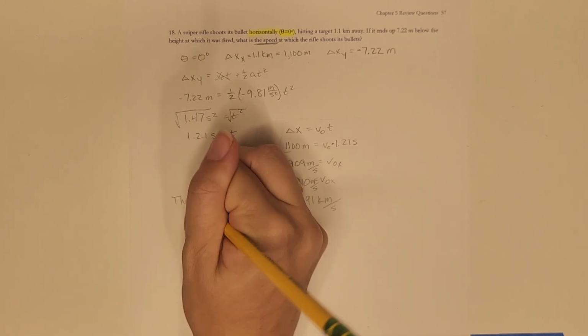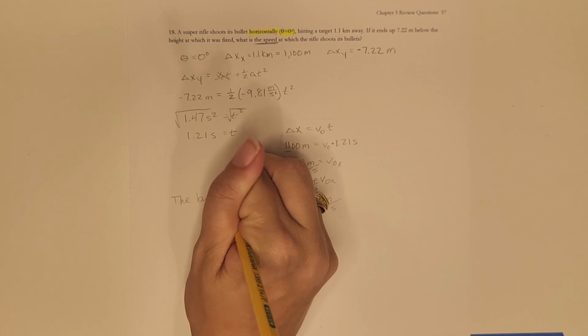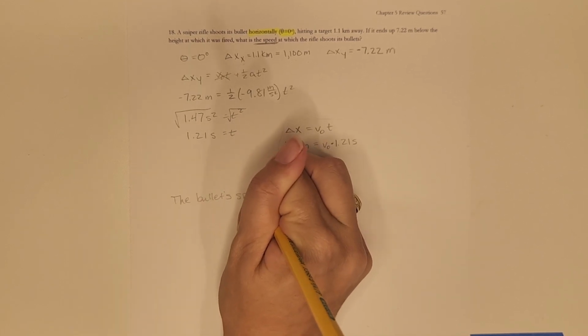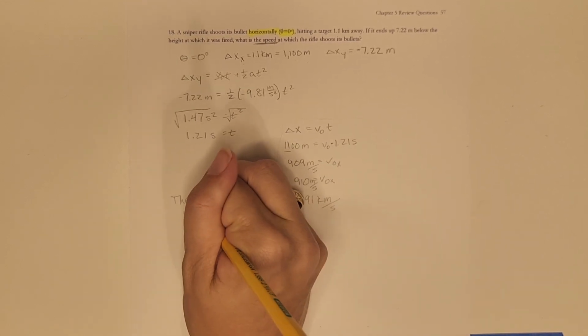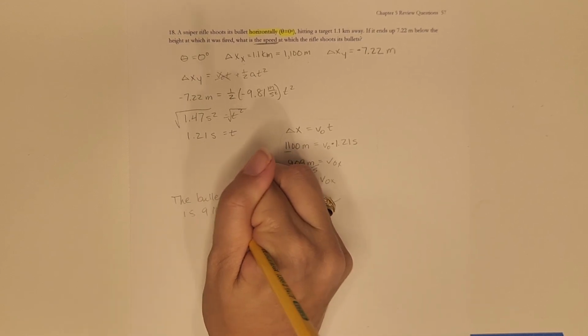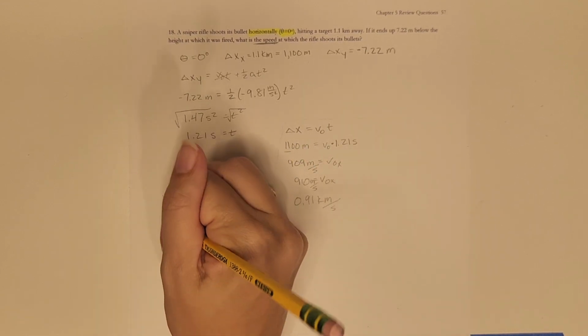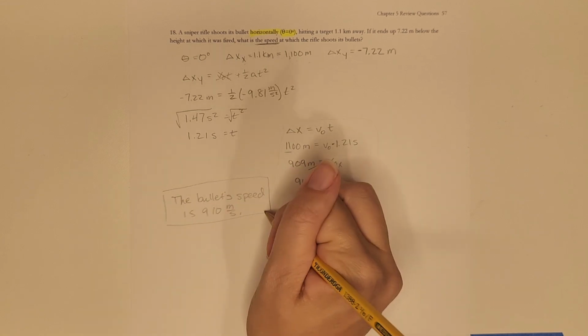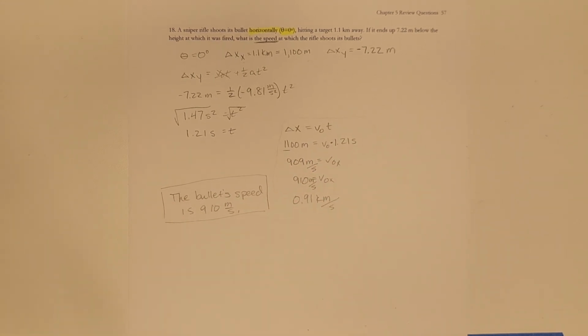So finally writing this out, the bullet's speed is 910 meters per second or kilometers per second, whichever way you did it is fine. And that's our answer for 18.